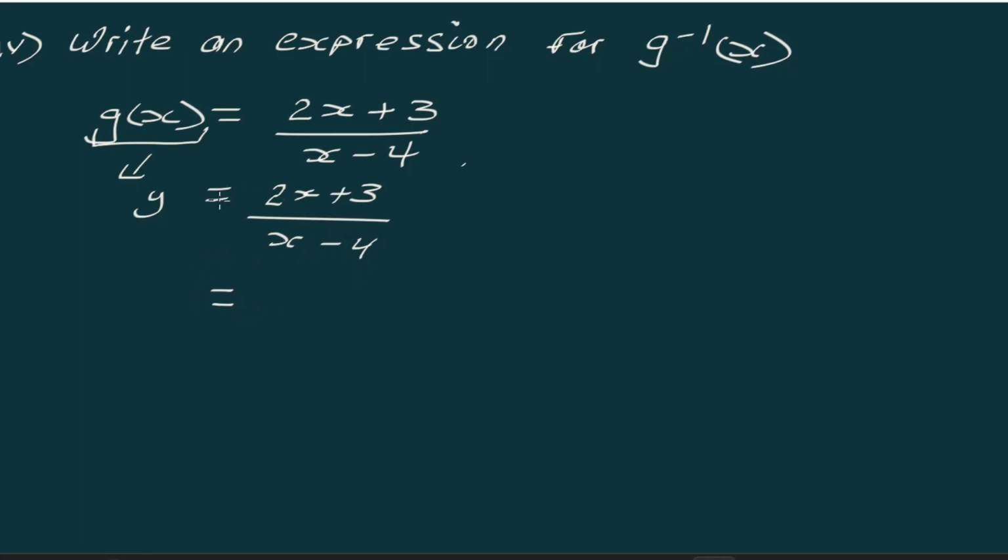Having done that, we're going to interchange x and y. So where we see an x, we will replace it with a y and vice versa. So now we have 2y plus 3 over y minus 4. Now that we have done that, as is my practice, I'm going to flip the equation where I put the left hand side on the right hand side and vice versa.